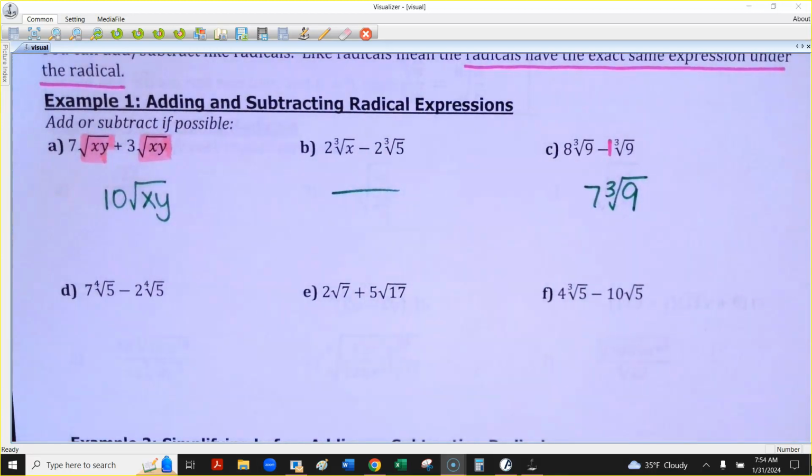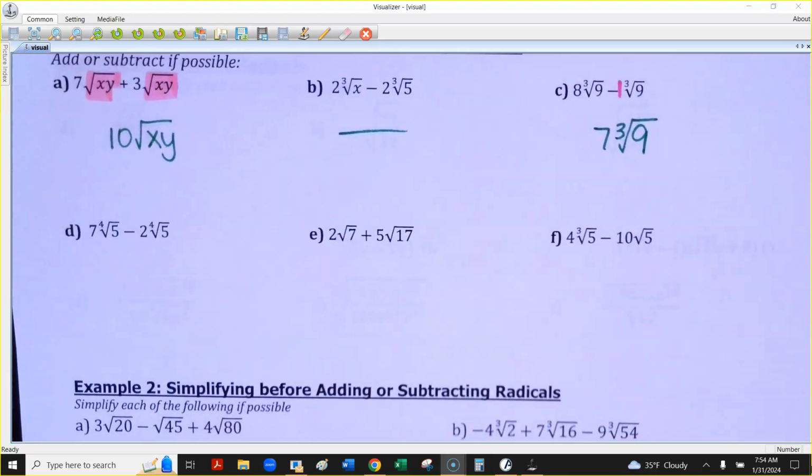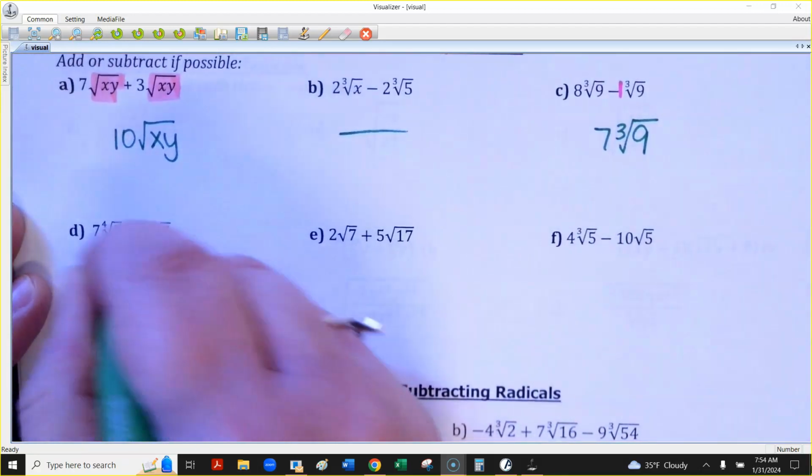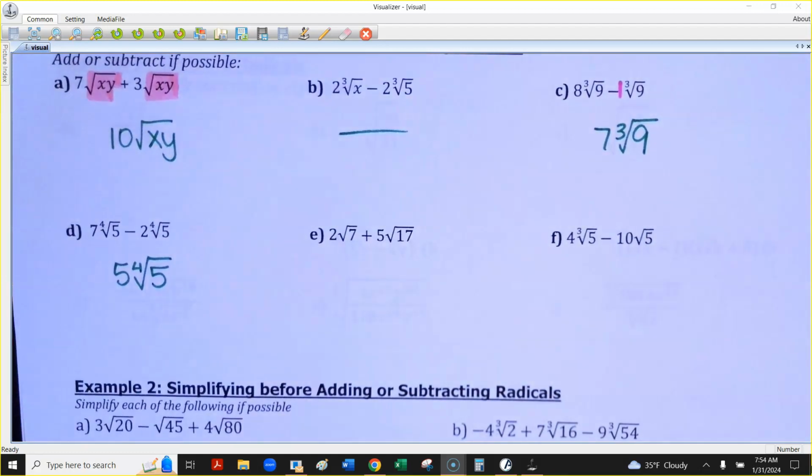All right. What about 7 fourth roots of 5 minus 2 fourth roots of 5? Can I do that one? What would I get? 5 fourth roots of 5. That's all you're going to do. Just 7 minus 2. You don't change the index. You don't change the radical, it remains exactly the same.